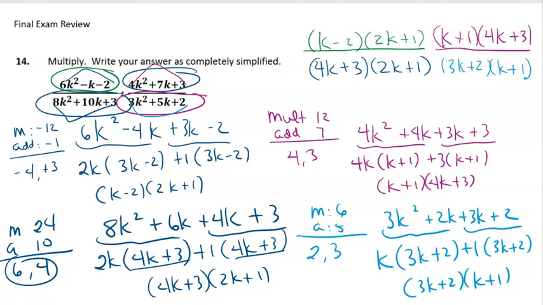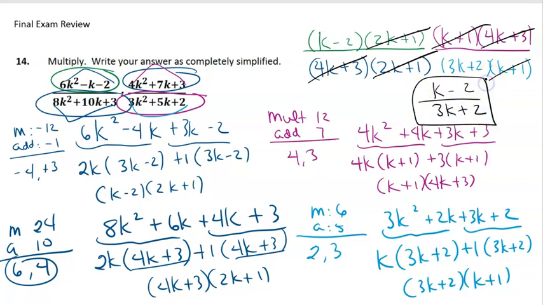Am I right? Now, because this thing is factored, I get to cancel all over the place. Any factor that's in both the numerator and denominator can go. 2k plus 1 cancels with 2k plus 1. 4k plus 3 cancels with 4k plus 3. K plus 1 cancels with k plus 1, which means I'm left with k minus 2 over 3k plus 2. Final answer. A whole lot of work.